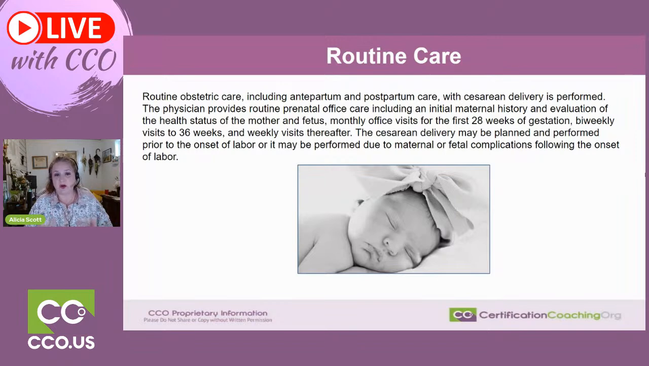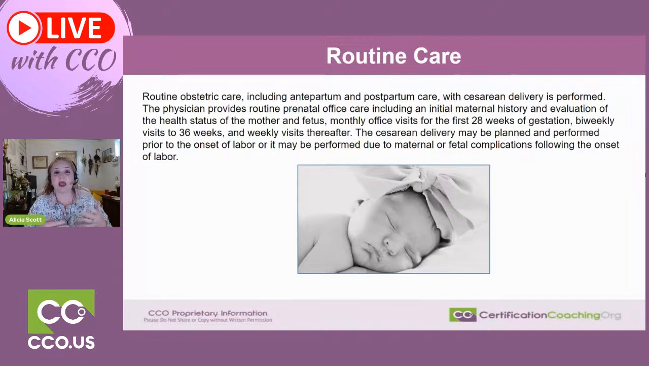Remember, we are coding for statistical purposes. It happens to be a convenient way to get paid. We want to know statistically how many C-sections are being done, and we want to know how many vaginal births.